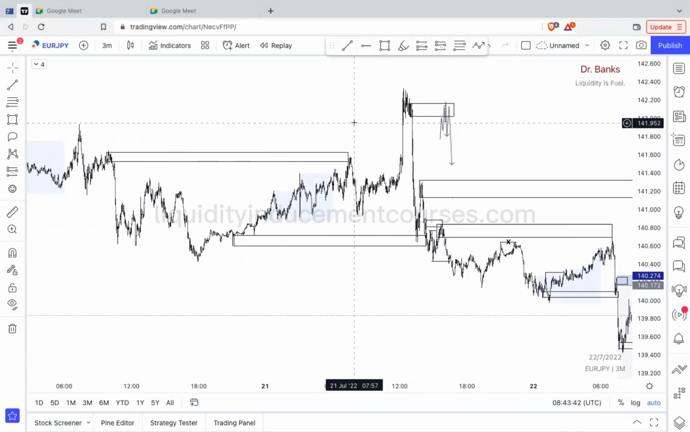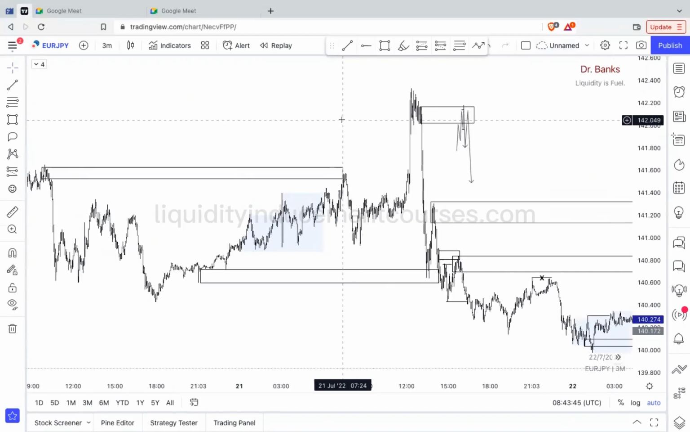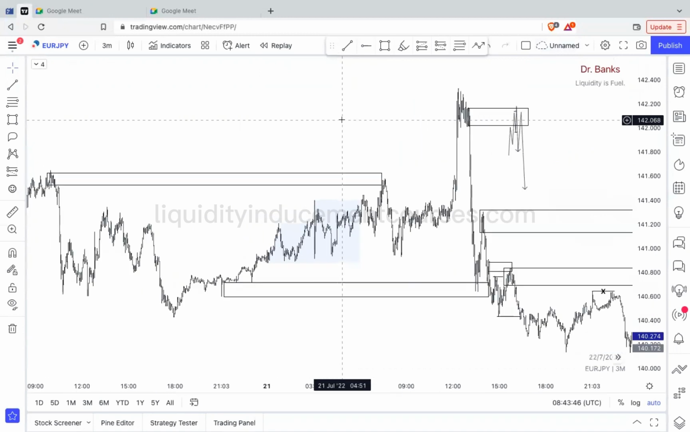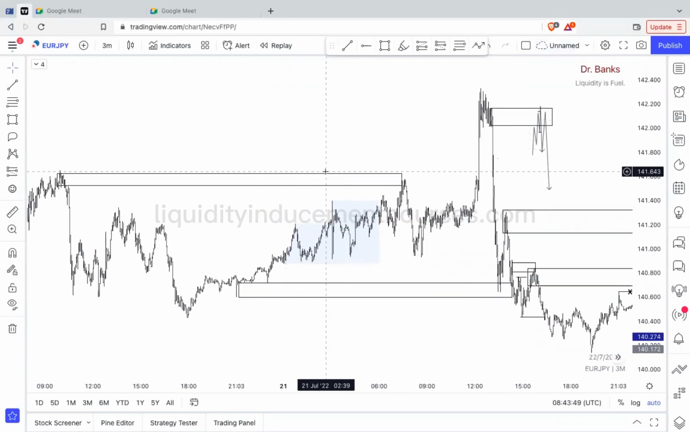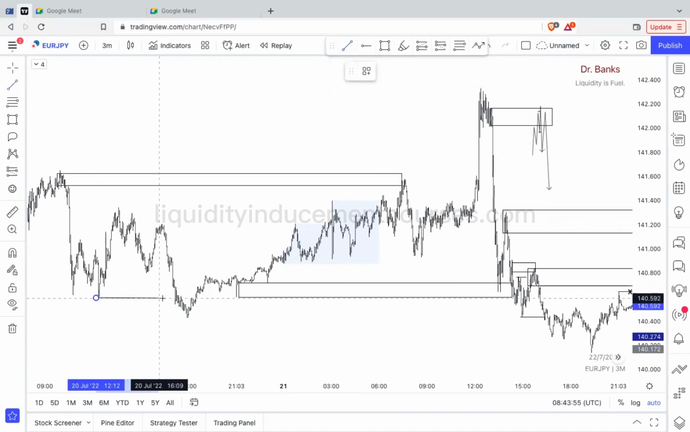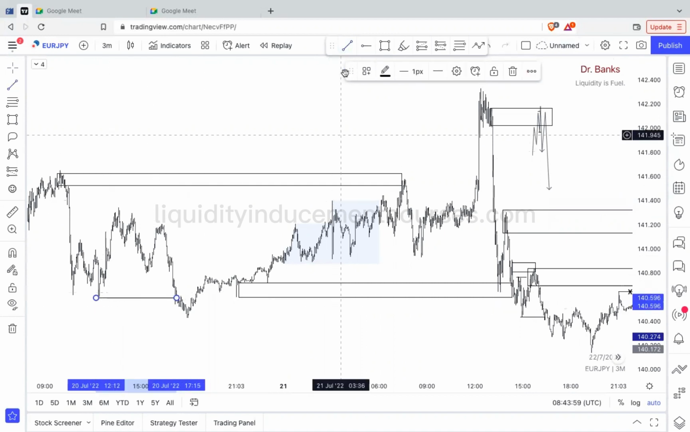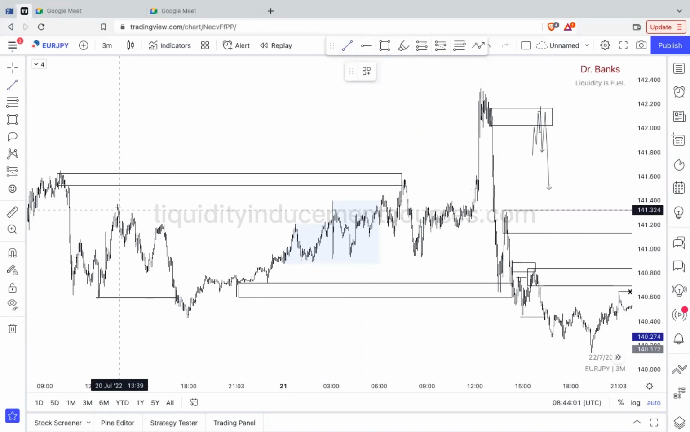All right, so let me trace the story from this point. I think this is the best point to trace it from. So our normal setup: we have a grab on liquidity here, and then we have this break of structural high.